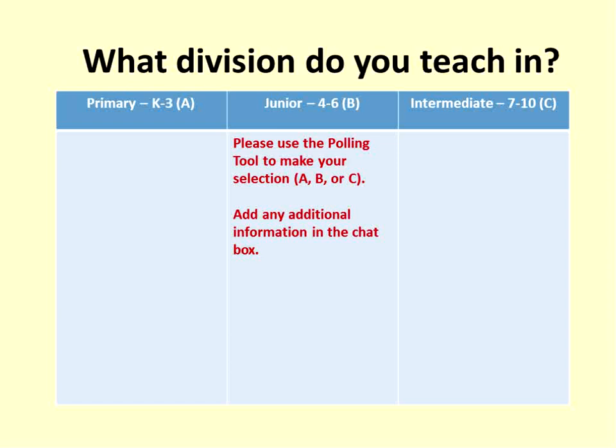So just to begin, we're looking at using the polling tool that Louise had spoken about before, and I'm just trying to get a feel for where everyone's at in the room. So if you could use the A, B, or C polling tool, and just let us know if you're in primary, junior, or intermediate, or if you don't actually fall into one of those categories. If you want to just write something in the chat window as well and let us know where you're at, that would be great.